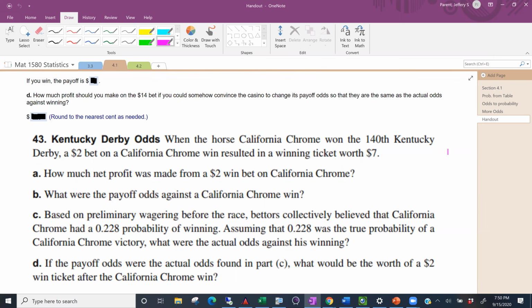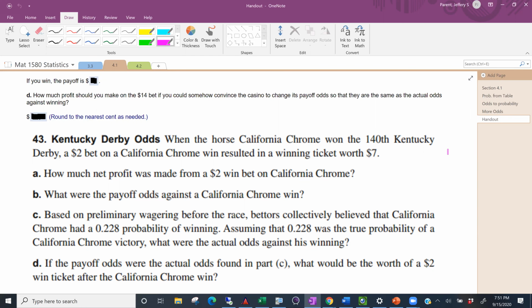So, when the horse California Chrome won the 140th Kentucky Derby, a $2 bet on California Chrome resulted in a winning ticket worth $7. So, part A says, how much was the net profit from the $2 bet on California Chrome? So you bet $2 and you got back $7. What was the net profit? Aiden? 5. All right, Amber, $5 was the net profit.